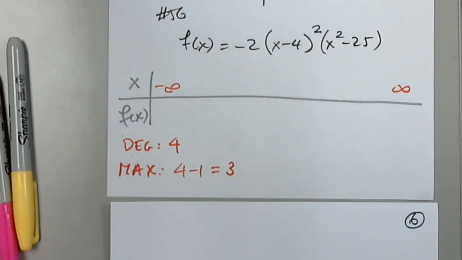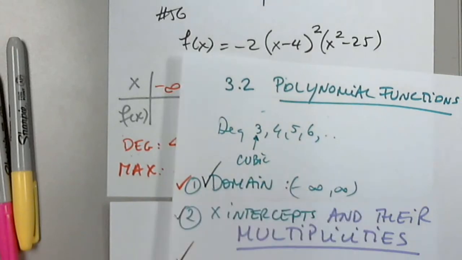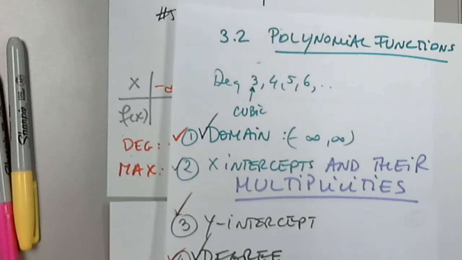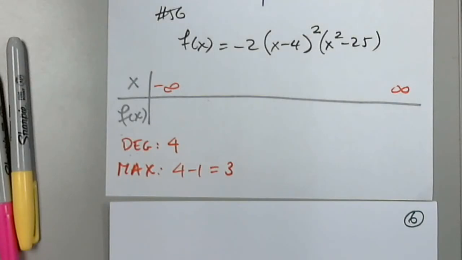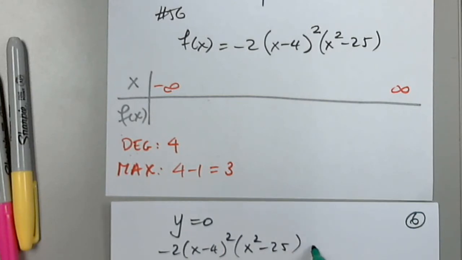So if you want, we can go through the list again. I determine the degree, and I determine the maximum possible number of turns. Yes, say it again. Plug in y for 0. Yes. So y equals 0, which means negative 2, x minus 4 squared, x squared minus 25 equals 0.